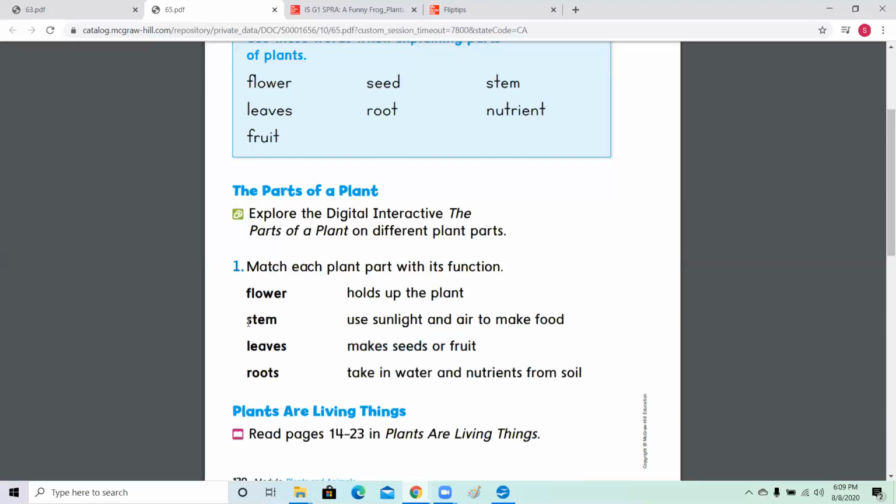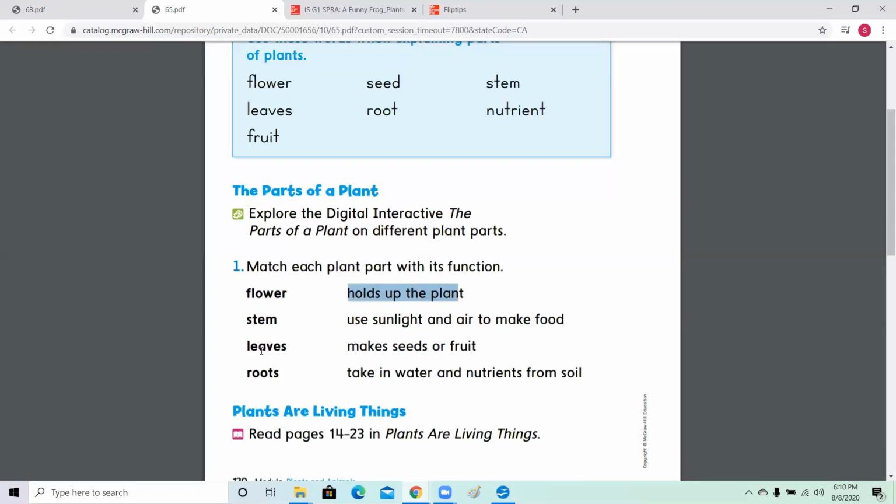Very good. Stem. Stem holds up the plant, use sunlight and air to make food, take in water and nutrients from soil. Stem, you guessed it right, holds up the plant. So you're gonna draw a line from the stem all the way to holds up the plant.